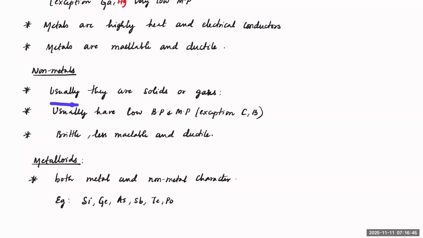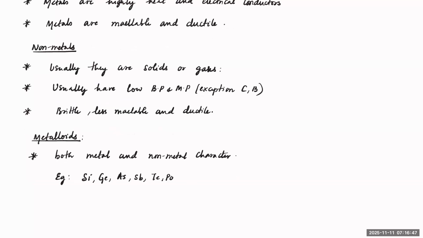Non-metals: usually they are solids and gases. They have low boiling and melting points. They are brittle, less malleable, and less ductile in nature. Metalloids have the properties of both metals and non-metals.